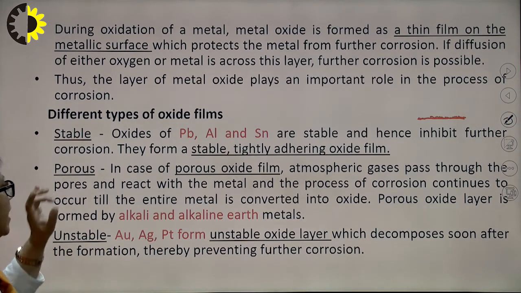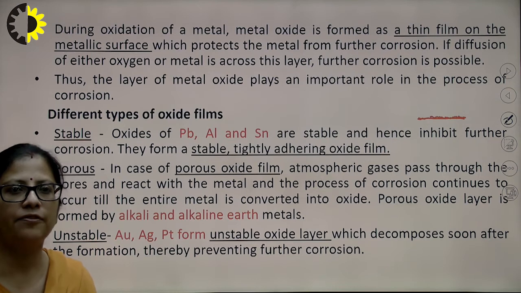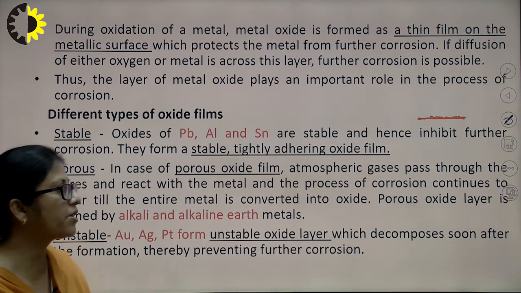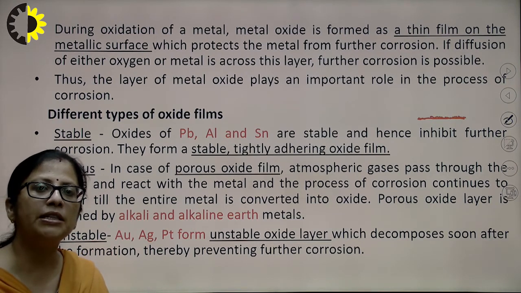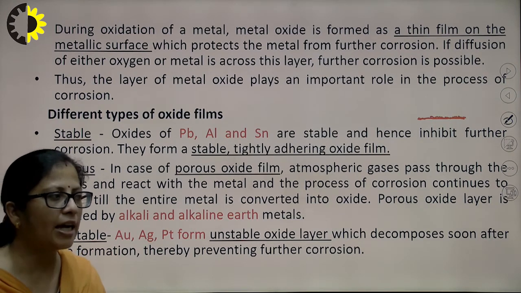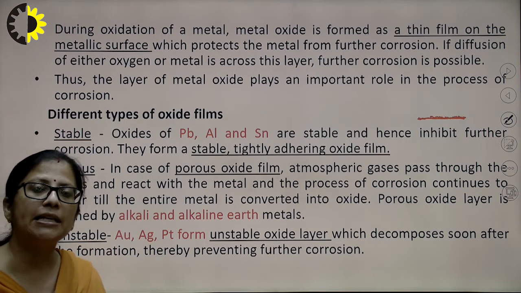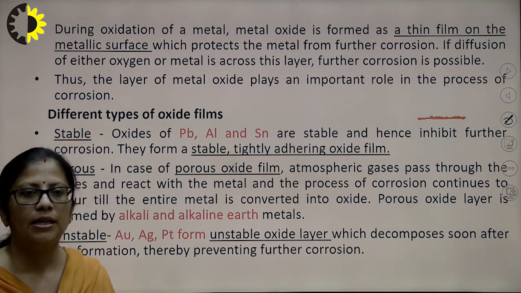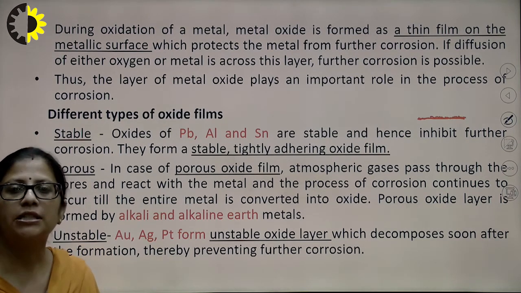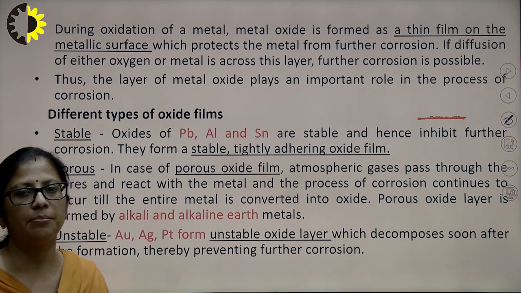The second type of layer is the porous layer. Here there are small pores present in the oxide film. So in the case of a porous oxide film, the atmospheric gases can pass through these small pores and react with the metal, and the corrosion will continue till the entire metal is converted to its oxide. Such an oxide film is formed by alkali and alkaline earth metals.